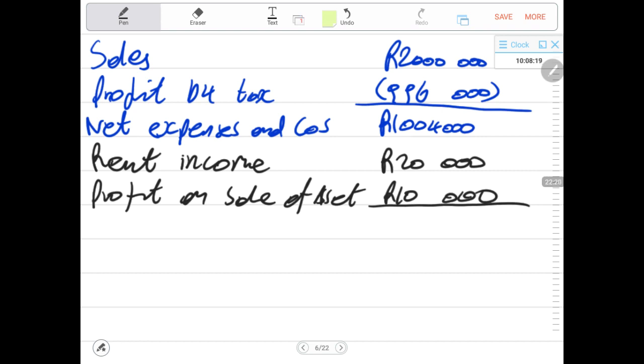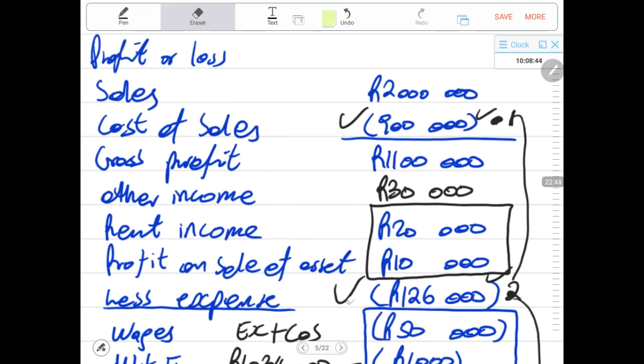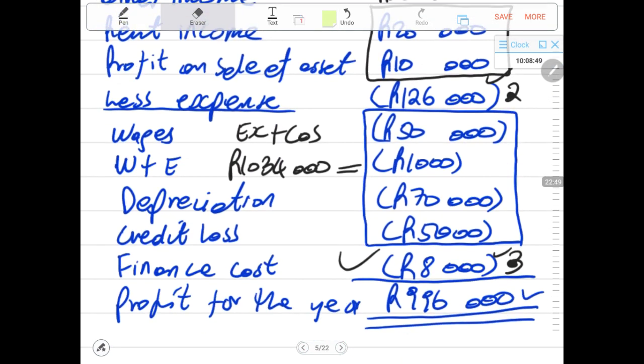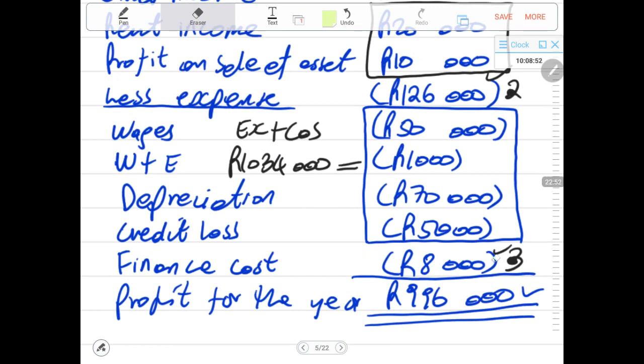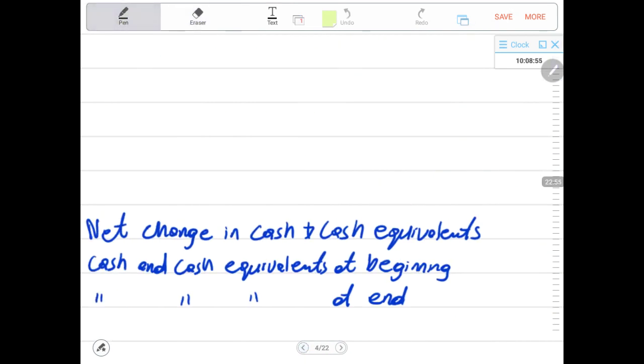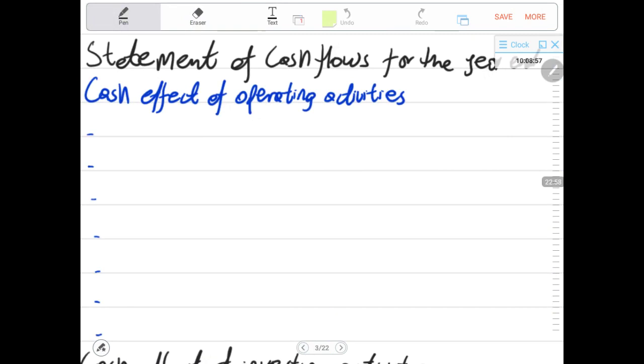So this is where I want to end when it comes to the net incomes and net expenses, the profit on the sale and the rent income. That is the reason why this must be added under our cash paid to suppliers or employees. I just wanted to give you that link. I will be showing you this as I continue responding to the question, doing the cash paid to suppliers and employees. I'll come back and explain this also so that we get the full understanding.